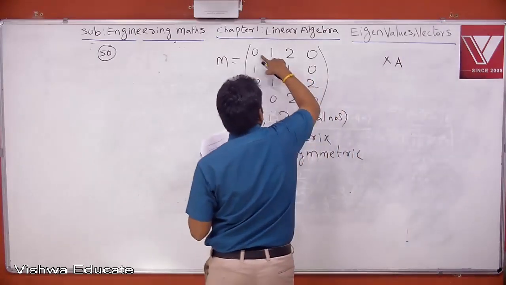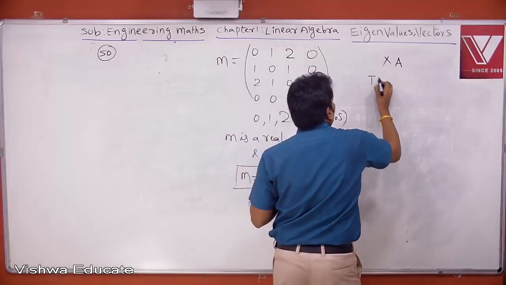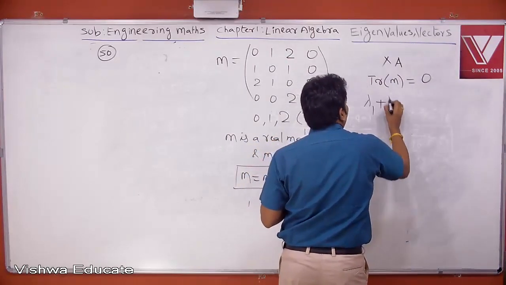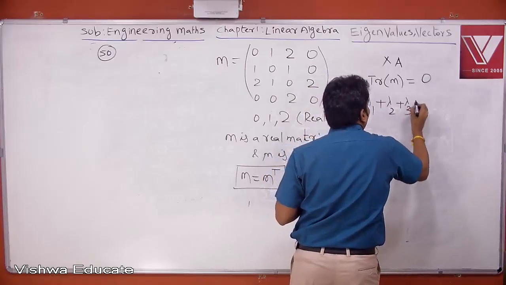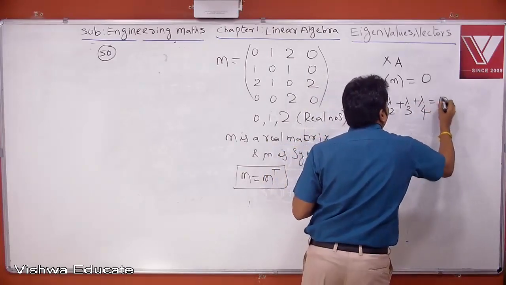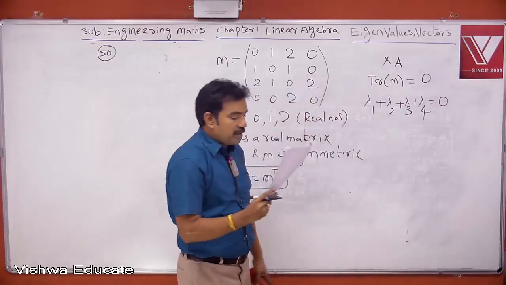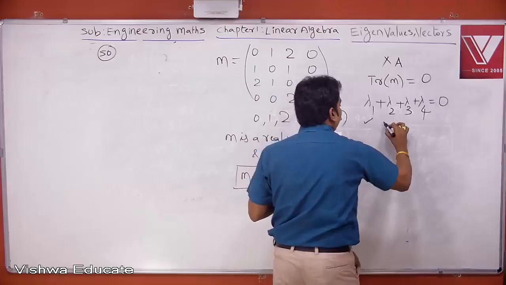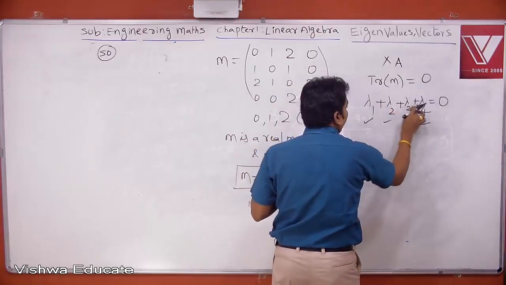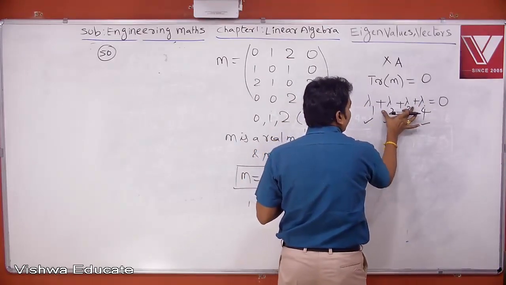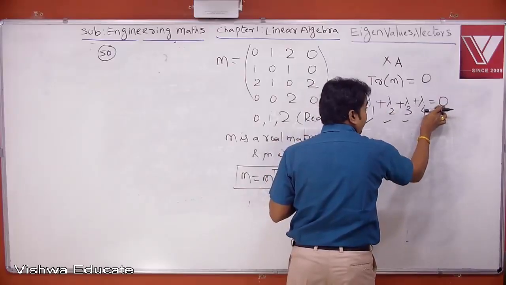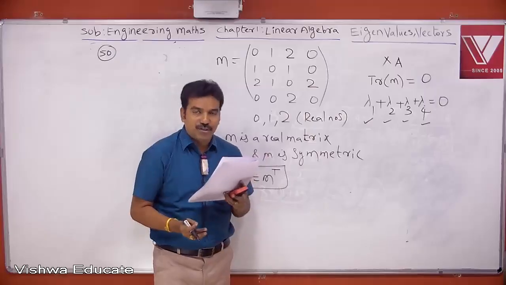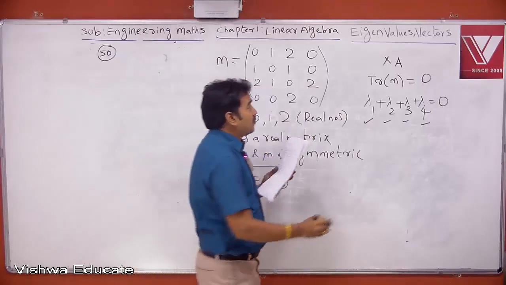Now, what is the trace of this matrix? 0. The trace of this matrix is 0. Trace means sum of eigenvalues: lambda 1 plus lambda 2 plus lambda 3 plus lambda 4 equal to 0. Now look at option B. All eigenvalues of M are positive. Suppose every lambda is positive, the sum of 4 positive numbers is positive, you should not get 0. But the trace must be 0. Therefore, all eigenvalues should not be positive. So option B is also wrong.